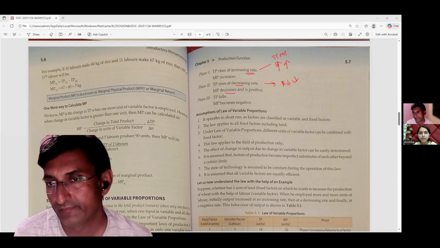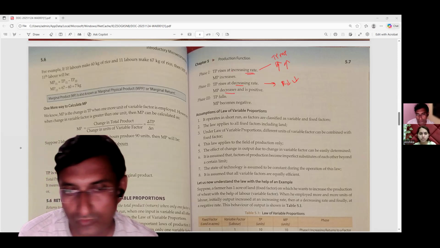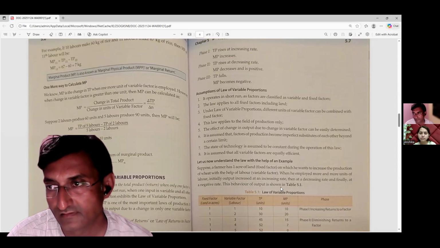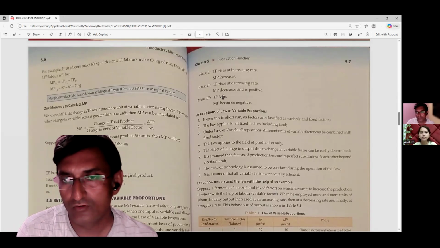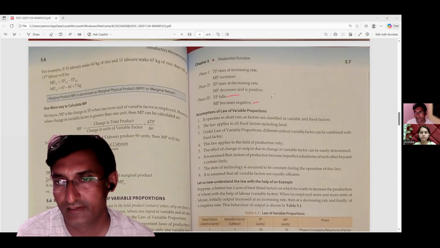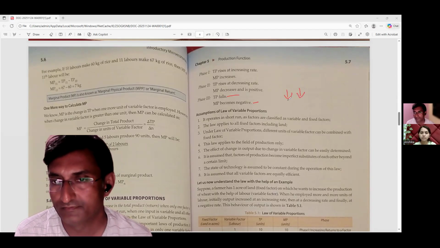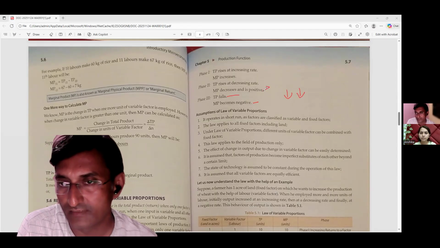But how is it positive then? I think a numerical example is given there, right? We will understand in this case. Phase 3: TP falls, MP becomes negative. It's a simple thing. Total product falls and MP also falls. It becomes negative. But we have to understand this concept only.